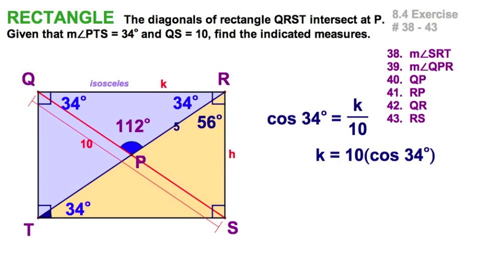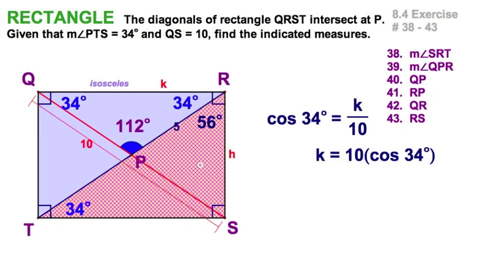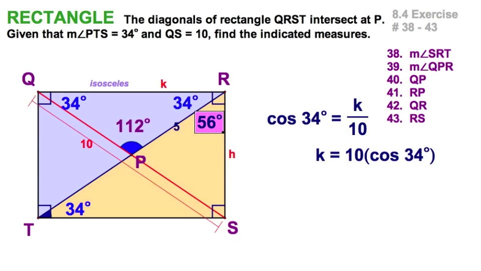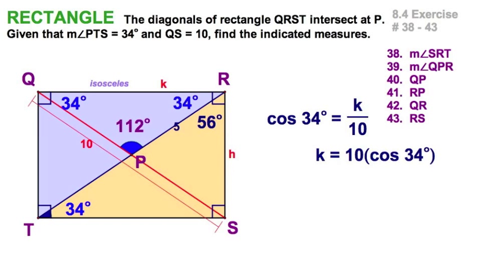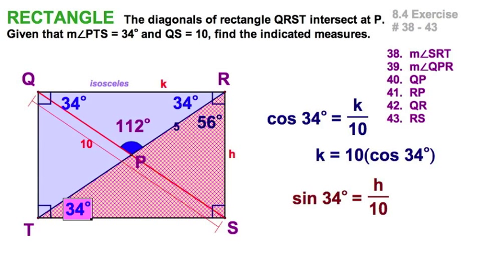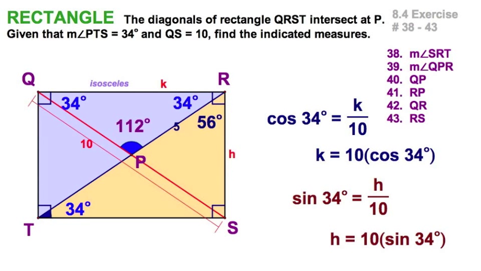And let's see. We've got one more side to find, and I call that H. That's number 43, RS. Let's use this triangle now. And you see I could use my angle 34 down here, use sine, or I could use the 56 and cosine. But I always like to use the angle I'm given. The given angle is the 34. So let's go with that. From here, this triangle, the sine of 34 degrees is H over the other diagonal 10. Rearrange, and H is 10 times the sine of 34. So there you have it.